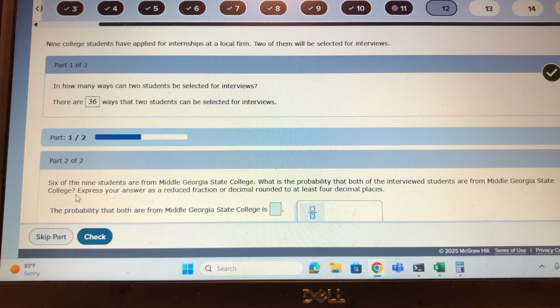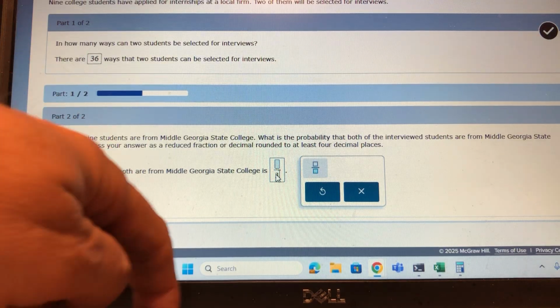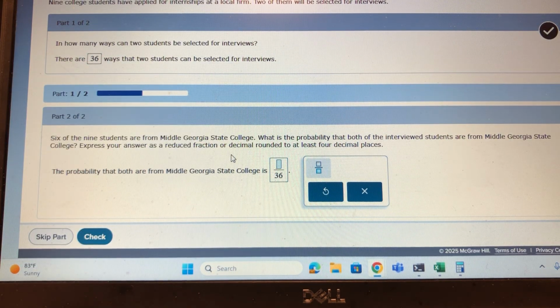Okay, see, there's 6 of the 9 from this one college. Okay, and then what is the probability that both of the interviewed students are from this college? Okay, so what is the probability? It's going to definitely start off over 36, whatever the part A answer is. That's always the denominator to this. 6 of the 9 students are from Middle Georgia State College. So what is the probability that both of the interviewed students are from there?